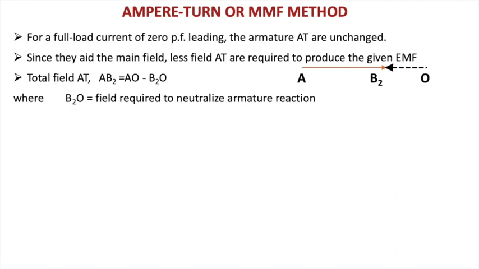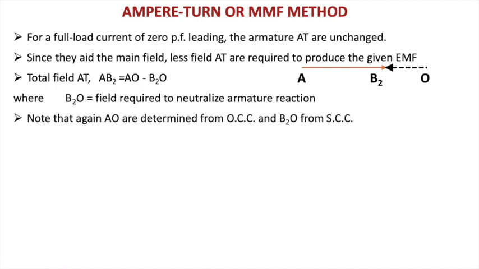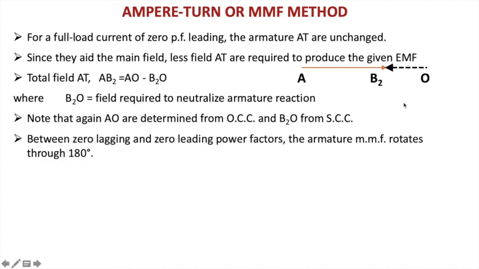So B2O is the field required to neutralize the armature reaction. Note that again AO is found from the OCC test and B2O is found from the short circuit test. Now between zero power factor lagging and zero power factor leading, the armature MMF rotates through 180 degrees.